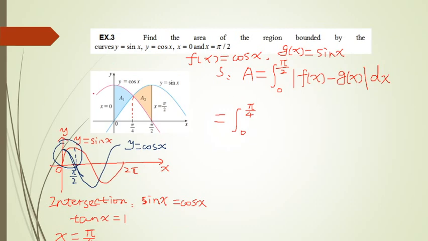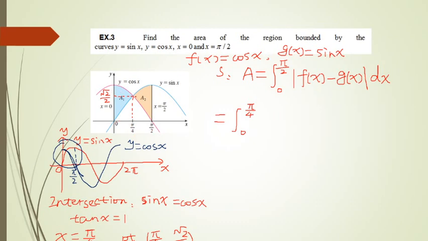What is the function value here? The function value, sine pi over 4 and cosine pi over 4, will be root 2 over 2. So the intersection point will be pi over 4, root 2 over 2. Right? That is the intersection. So we can divide it into two parts, from 0 to pi over 4 and pi over 4 to pi over 2. From 0 to pi over 4, which one is the top curve?